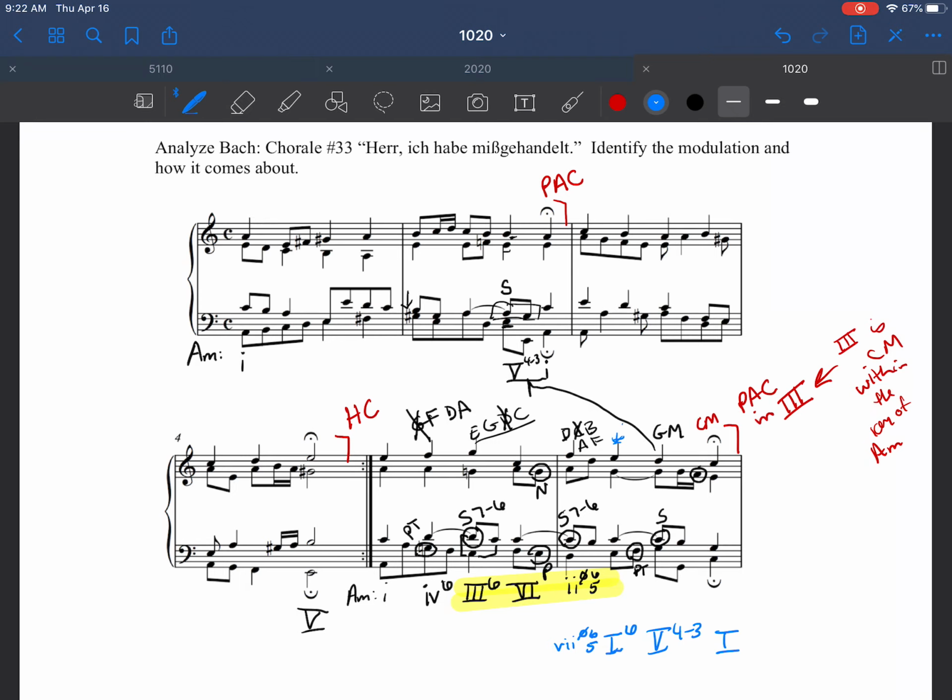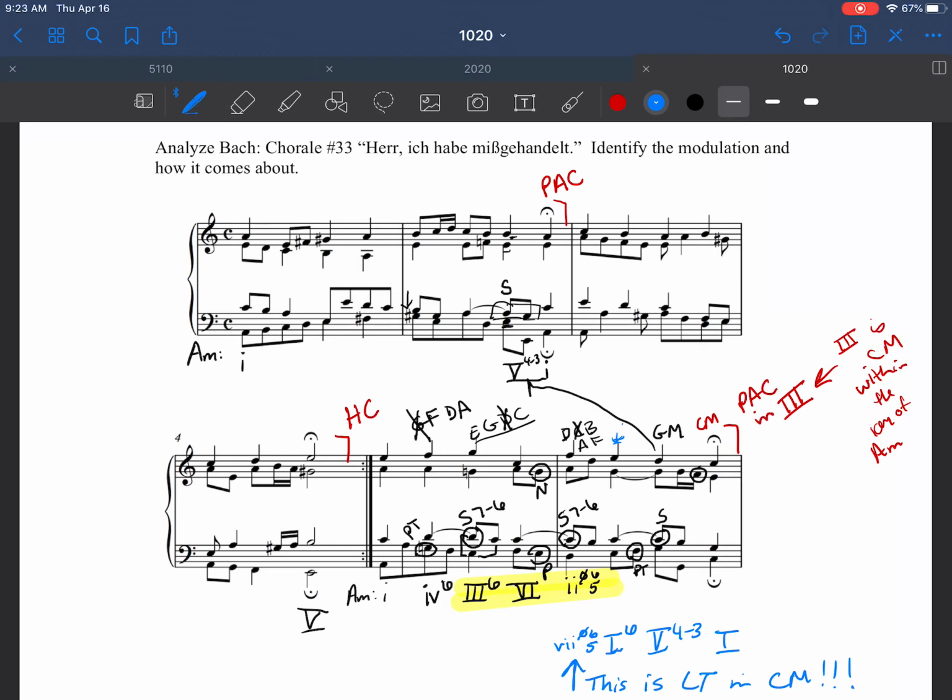So I need to back up one more chord and see if I can find a pivot. So I know that at this point, that 7 half diminished 6-5, that B, D, F, A chord, this is the leading tone chord. It's no longer functioning in A minor. So that's the moment where I've already shifted. Back up one chord and we can find a pivot.